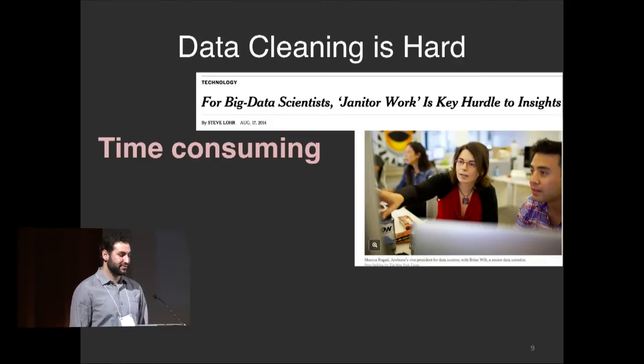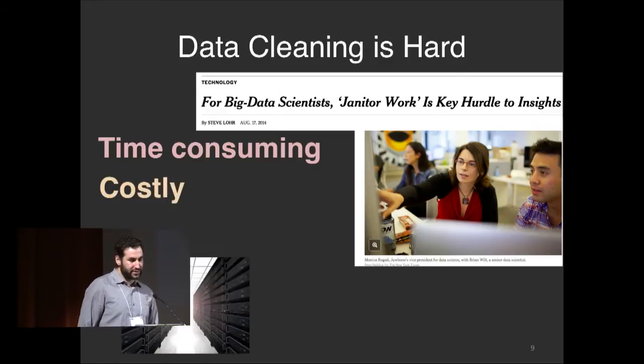They interviewed a number of data scientists and found that people spend up to 80% of their time doing what they call janitor work, which basically comes down to transforming and cleaning your data. Data cleaning is also costly. When you have really big data sets with lots of errors in them, by the time you've fixed all of the issues, you've spent lots of resources, both in terms of human computation if you're using people, and also in terms of computing resources as well.